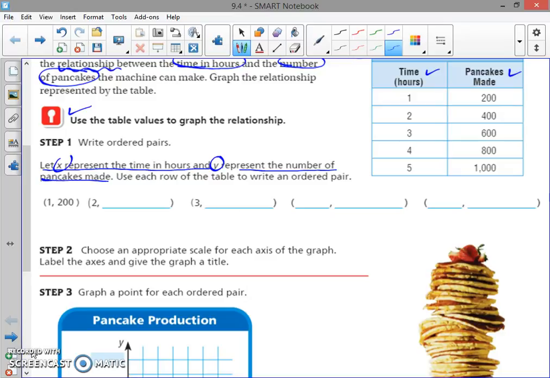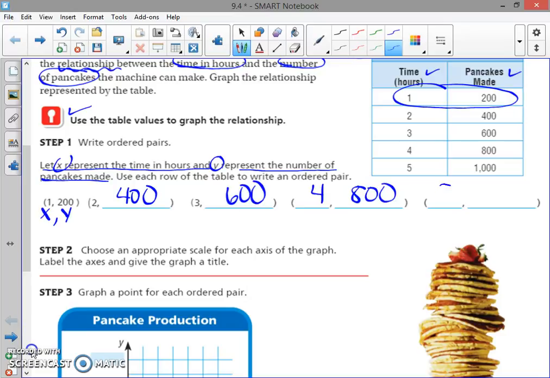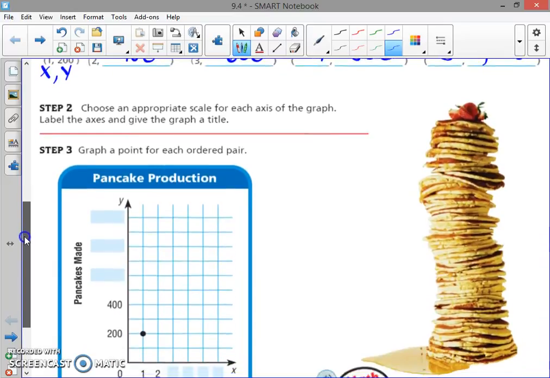All right, so what we're doing is we're just taking the coordinates, X and Y, right off of the chart. So in 1 hour, 200 pancakes. 2 hours, 400. I'm not going to say the rest because that will irritate you. So you're just filling in. So you're just taking these ordered pairs. So this is the X and this is the Y, just like we've done before. So hopefully you retain that information from before.